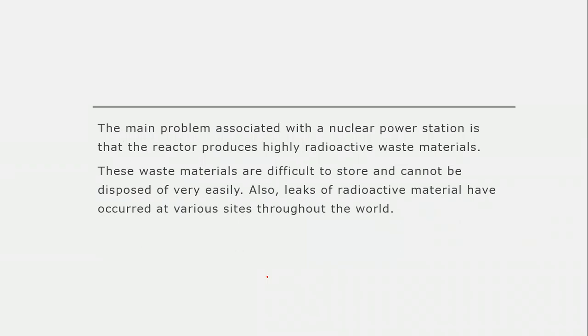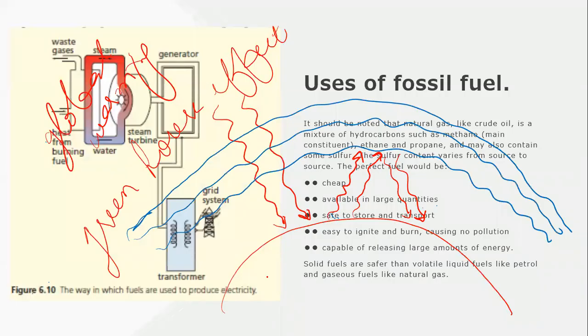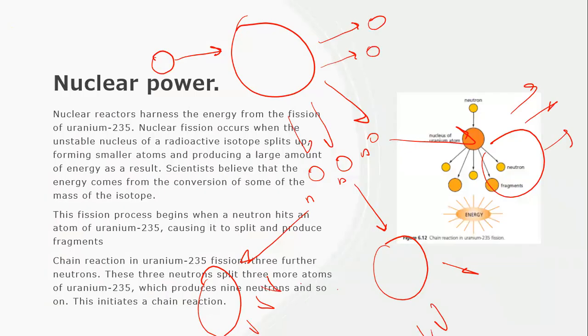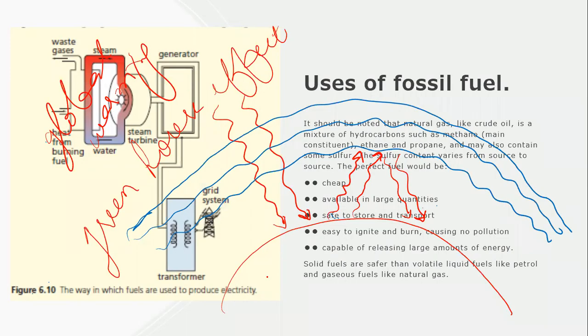But let's talk about once again the conditions for perfect fuel. Cheap? Nuclear fuel is not cheap. Nuclear fuel is pretty expensive. You need to have huge power stations to be able to do this entire process. Getting your hands on the radioactive isotope is also not easy. It is really expensive. Then, available in large quantities?